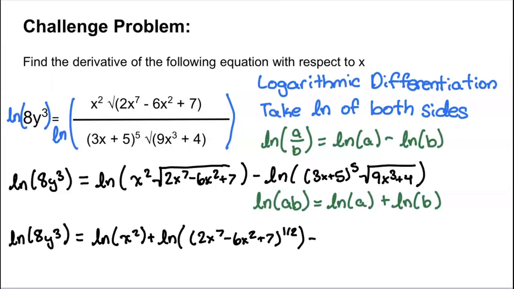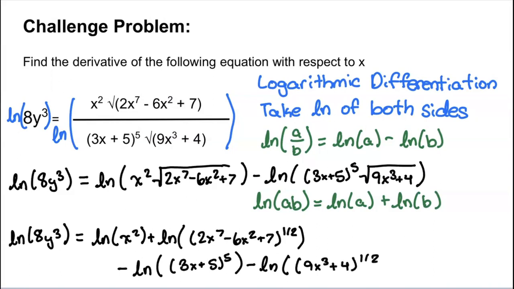Now I'm going to have minus, and actually, this is going to be a bit big, so I'm going to bring it down here. Minus ln of (3x plus 5) to the fifth power, minus ln of, and I'm going to do the same thing here, (9x cubed plus 4) to the 1/2 power, instead of writing it as that radical. And I made both of these negative because of this negative sign here. Everything that we do to this natural log, its result is going to be negative for both pieces.